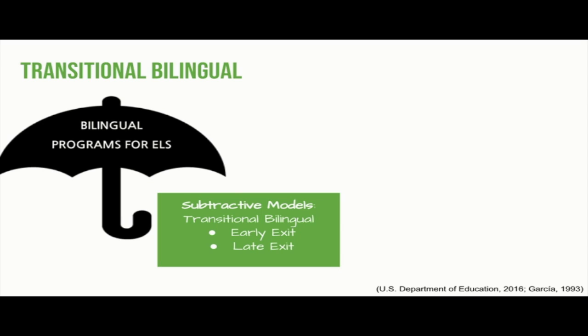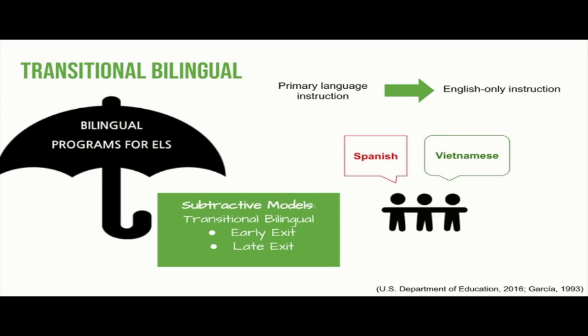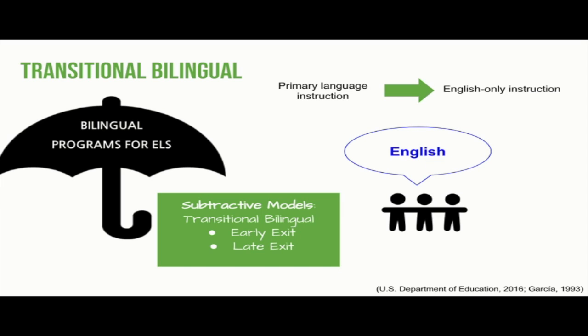According to the U.S. Department of Education, the main goal of transitional bilingual programs is to use the English learner students' primary language to facilitate their transition to an all-English instructional program. Students begin their schooling mainly in their primary language, and as the student progresses to the next grade level, instruction in their primary language is gradually eliminated and replaced with English-only instruction.